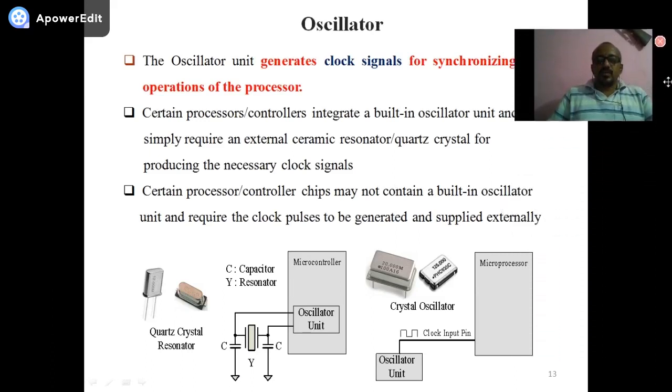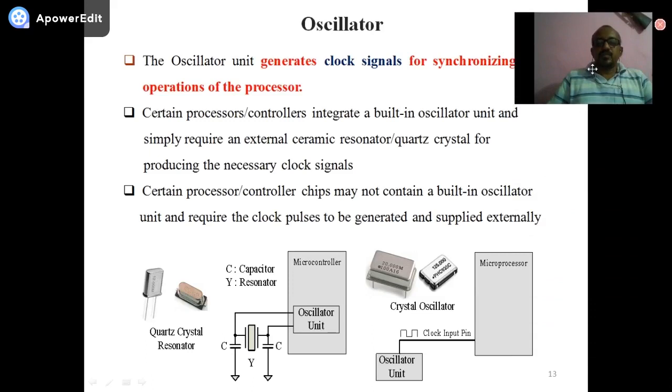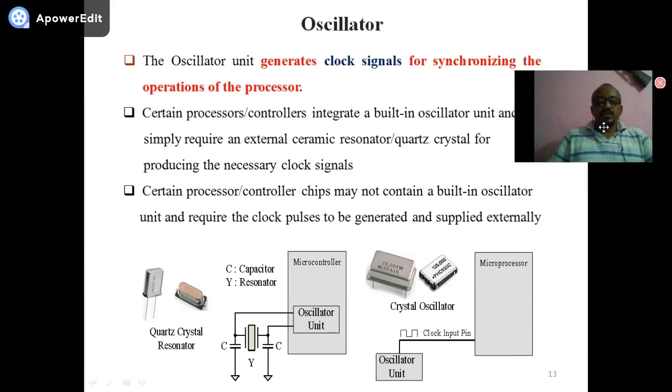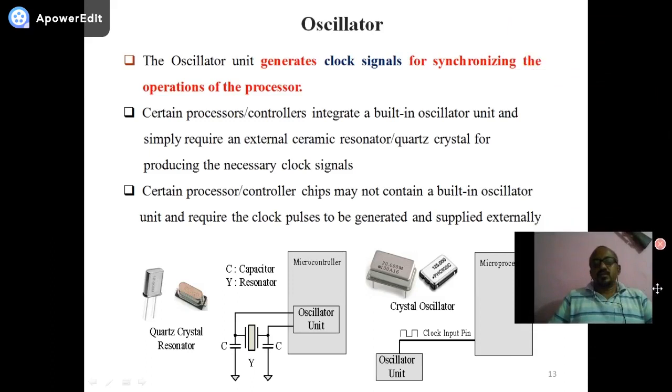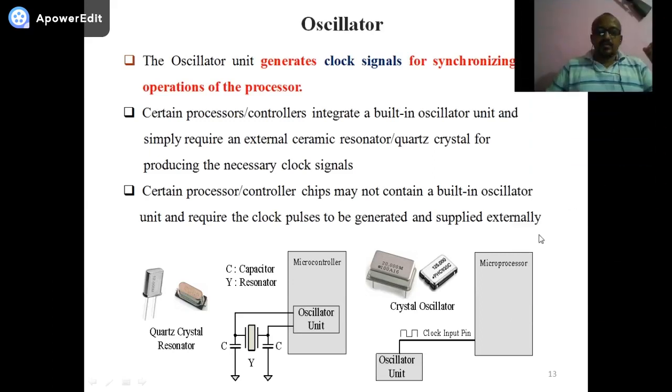Next component, which is a must or essential for synchronizing the operations of the processor's internal blocks, is oscillators. Even the oscillator circuits are built in for some embedded systems.